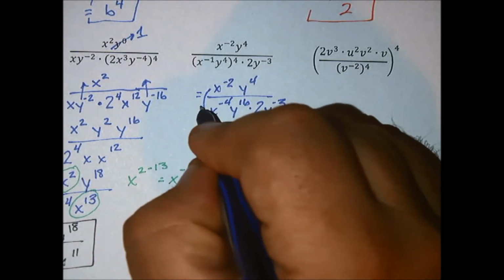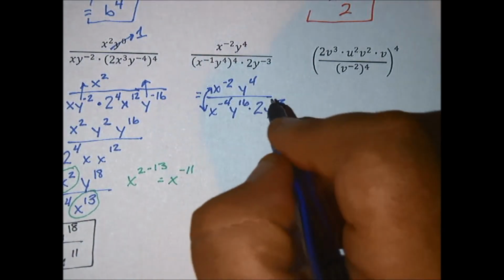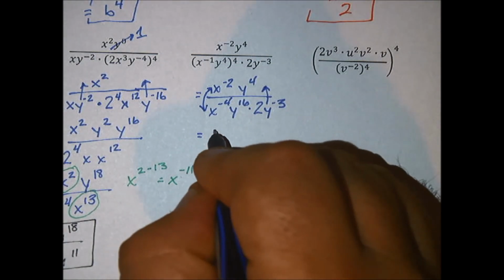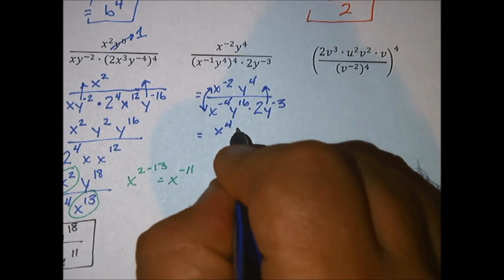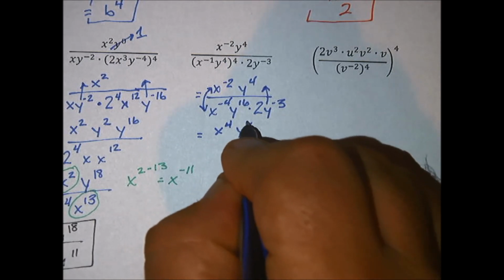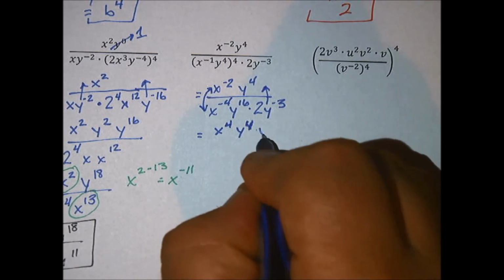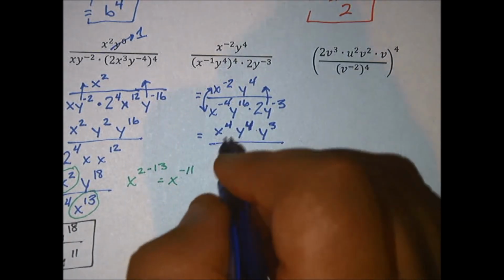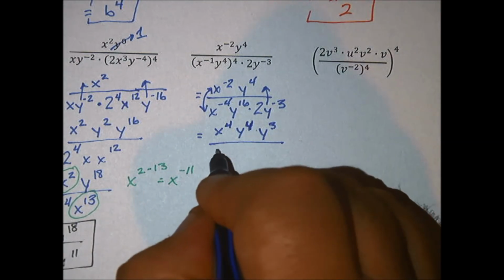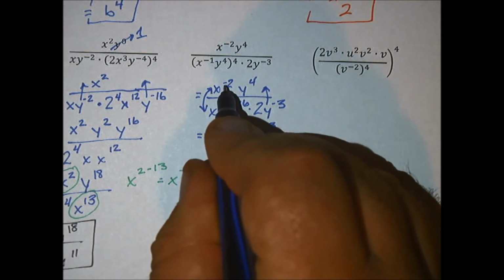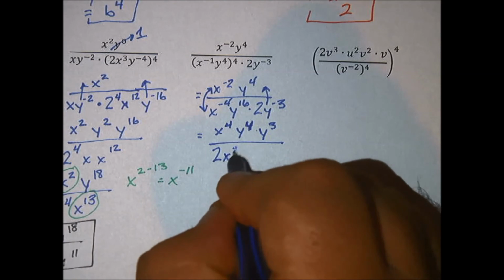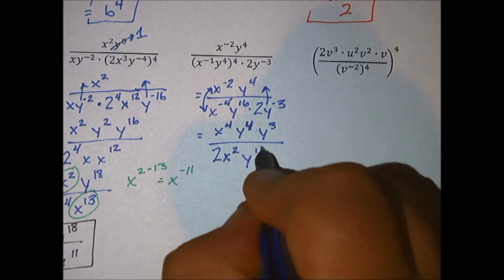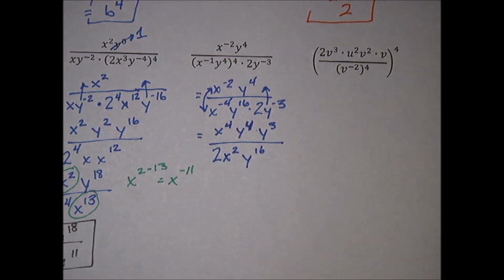So I'm going to switch these 2, because they're both negatives. I'm going to move that y up. So I have x to the 4th up top, y to the 4th, oop, that looks like a y, and y to the 3rd. The 2 stays down below because it's just another factor. I'm going to lead off with that 2, and then I'm going to have my x squared and my y to the 16th, and that looks good. Okay.